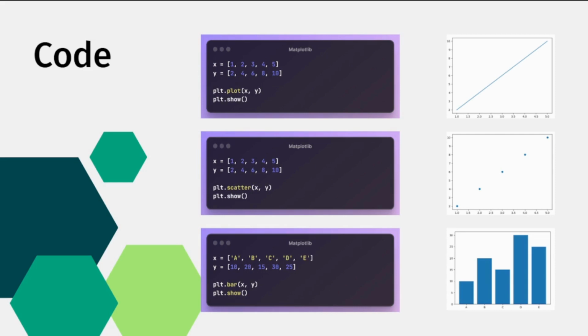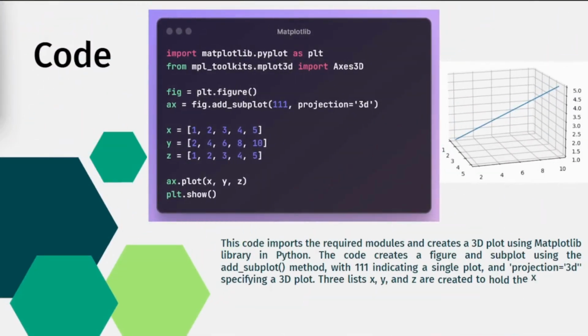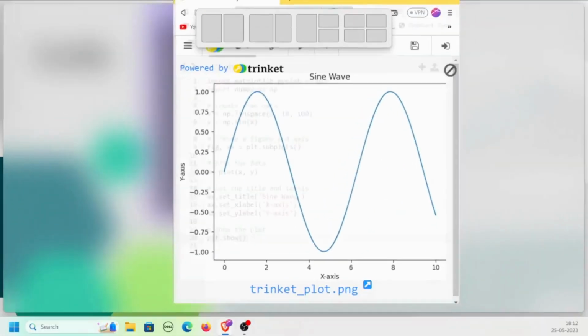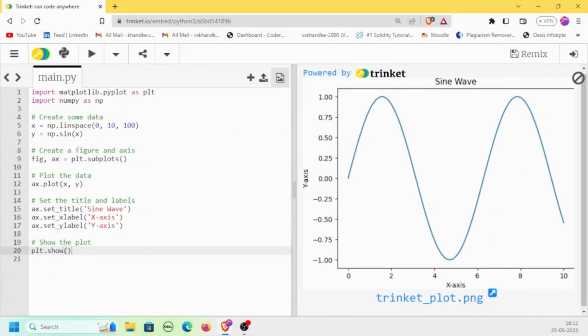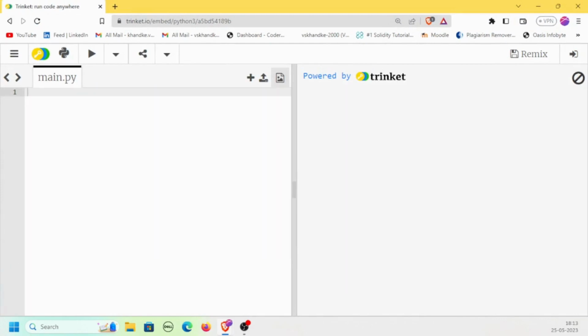So here I have these three: line plot, dot plot, bar graph. After that, the histogram, the box plot, and the pie plot. Last but not the least, I have the 3D plot also. So let's take a look in the code below. Okay, so for the first, I need to plot a line plot.